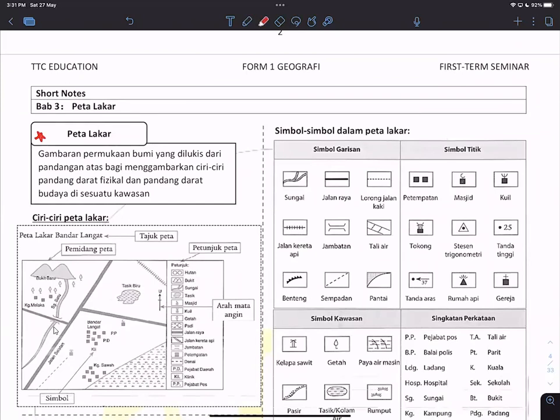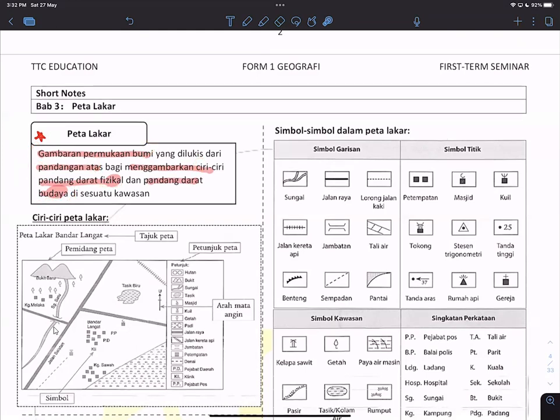What is the maksud for peta laka? Gambaran permukaan bumi. This definition for the maksud peta laka always comes up in the soalan struktur, which means you have to remember the whole sentence to write it. Gambaran permukaan bumi, dilukis secara pandangan atas, containing all the ciri-ciri pandangan darat fisika and pandangan darat budaya di suatu kawasan. So in total we have 3 keywords. The first keyword: gambaran permukaan bumi. The second: pandangan atas. The third: all the ciri-ciri for physical, nature, and budaya, from culture.